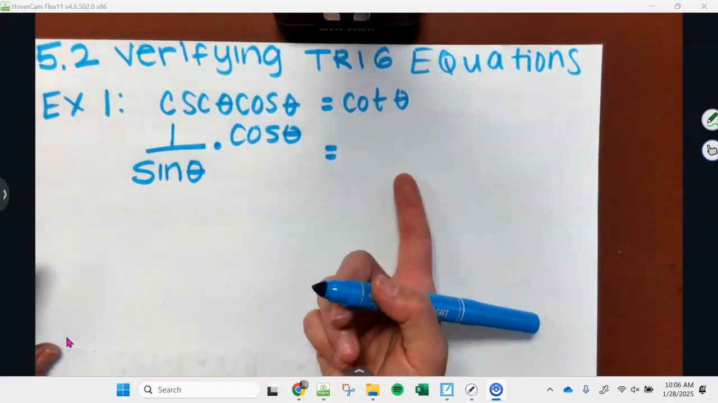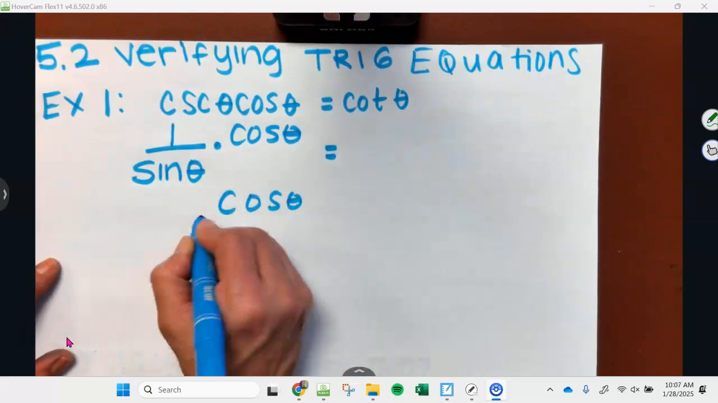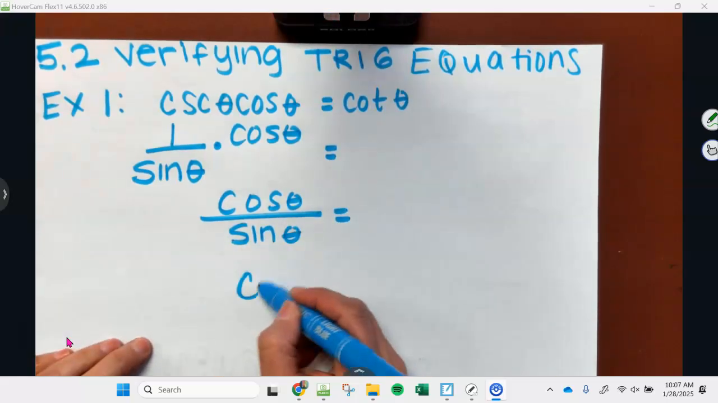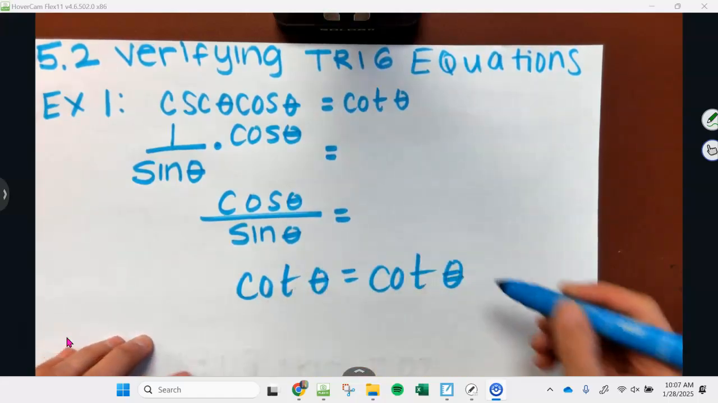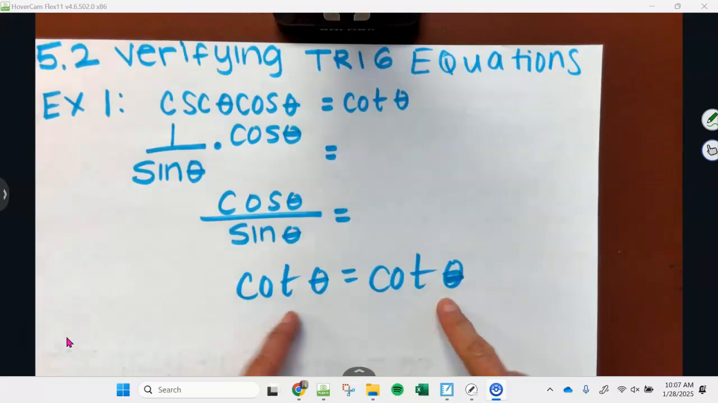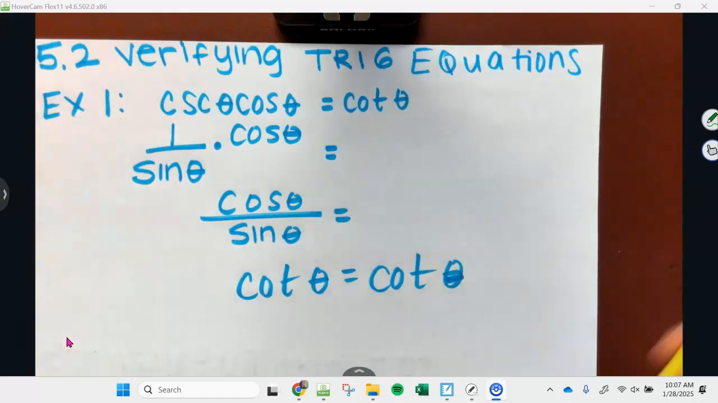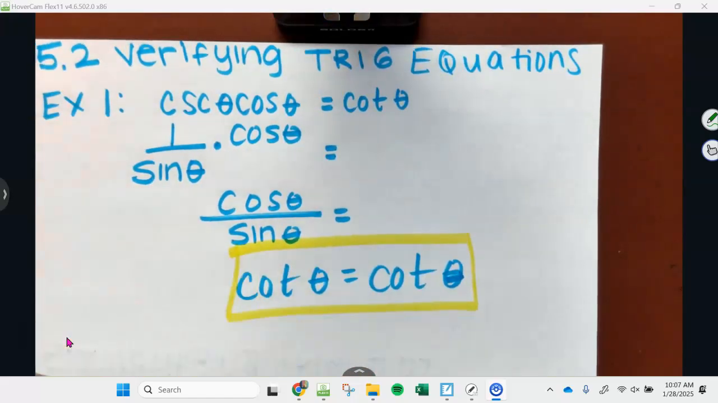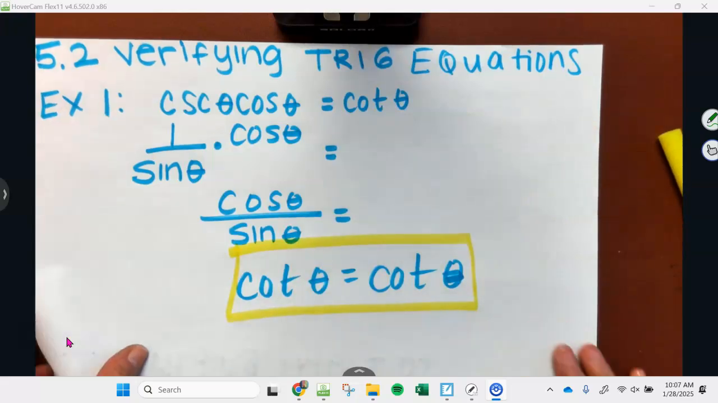And I'm not even writing the left side or the right side yet. I'm still working on the left side. So this is going to be cosine theta over sine theta. Boom, that's it. I know for sure that's cotangent, and I have just verified this equation. If this was a free response test or quiz question, you would have to show this verification, and you would most certainly have to show that the right side matches the left side. That's verification.